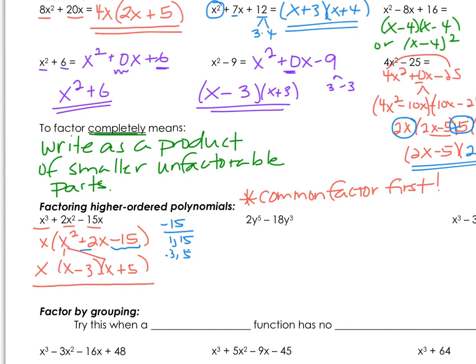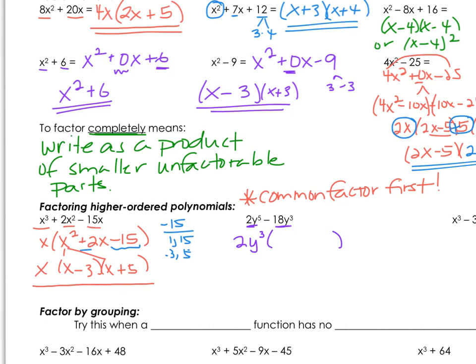All right, let's take a look at the next one. 2y to the 5th minus 18y to the 3rd. A lot happening here. This is a pretty high ordered polynomial. Let's check to see if there's anything we could take out first. I've got 2y to the 5th and 18y to the 3rd. Both the coefficients are even. That means we can factor out a 2. And y to the 5th and y to the 3rd, the smaller exponent we actually can take out of both of them. So watch this.